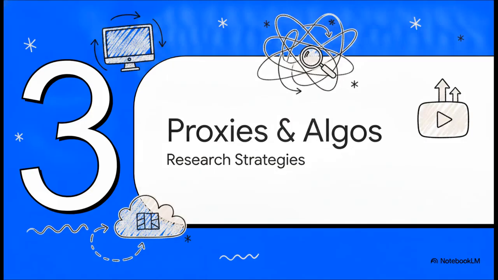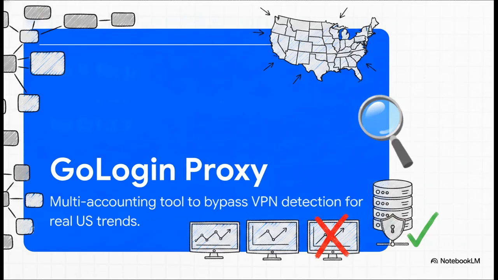Moving on to part 3, beating algorithms with proxies. Basically, how to research like a US creator. Now, you might be sitting there thinking, hey, I'll just flip on a VPN to see what's trending in America.